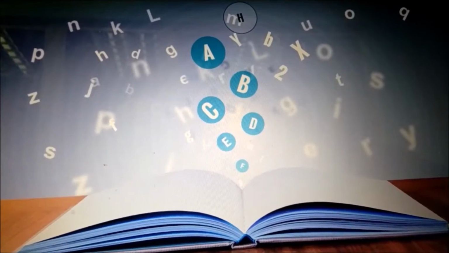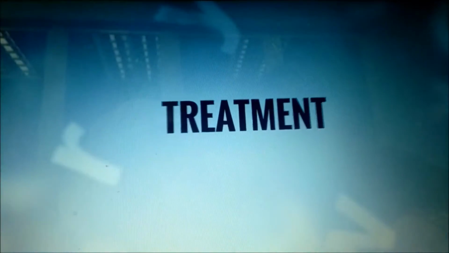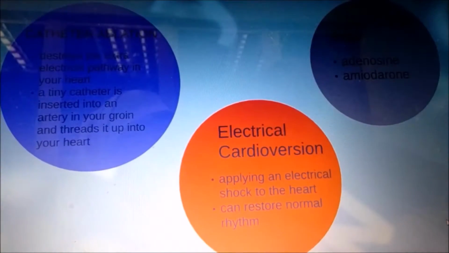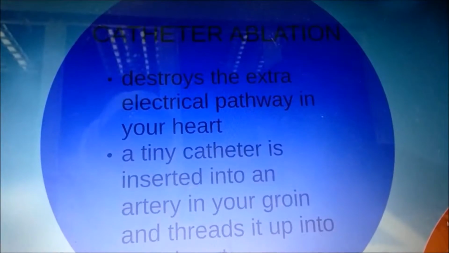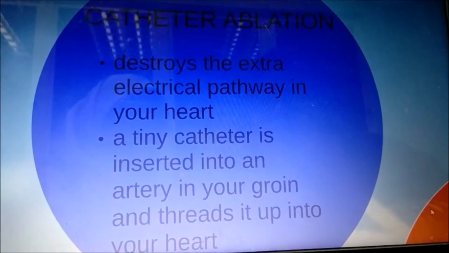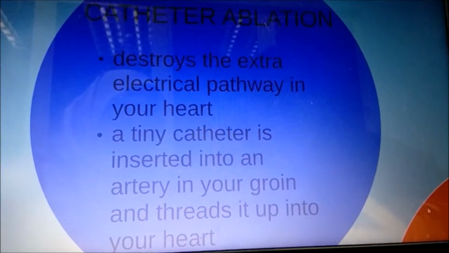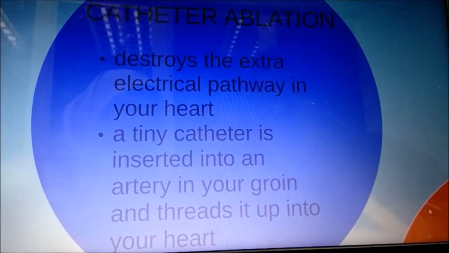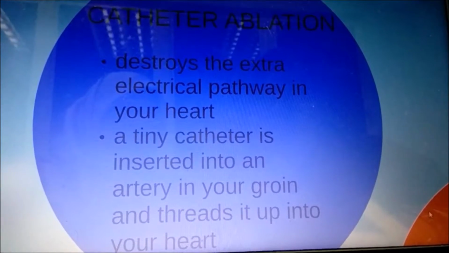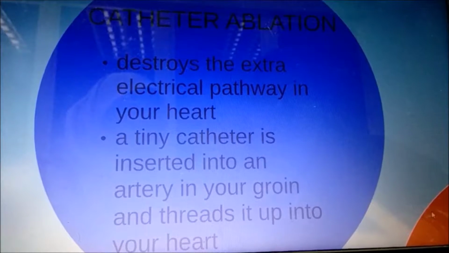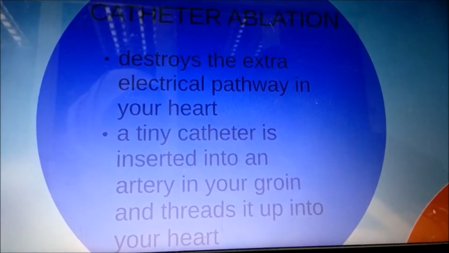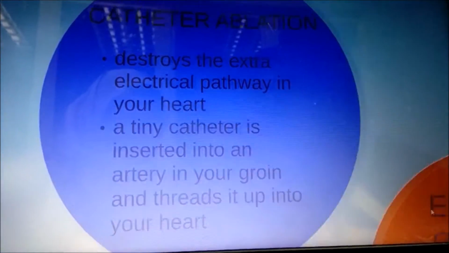Okay, next, I will explain about the treatment of WPW disease. The first treatment is catheter ablation. It destroys the extra electrical pathway in your heart. A tiny catheter is inserted into an artery in your groin and threaded up into your heart.